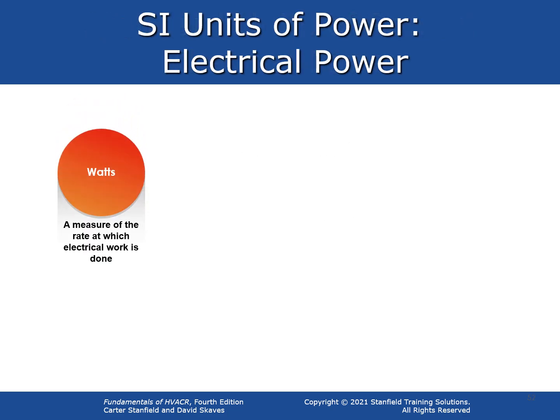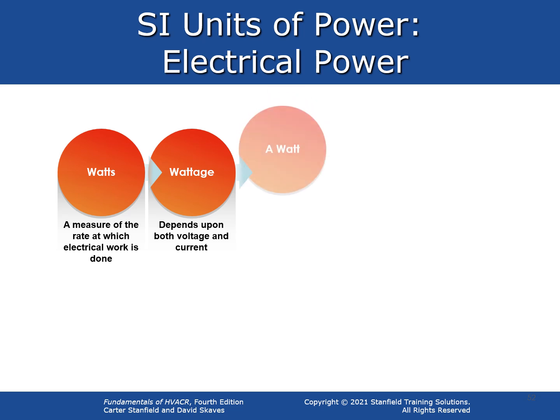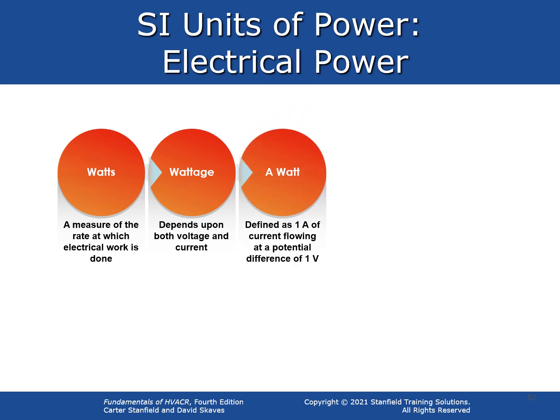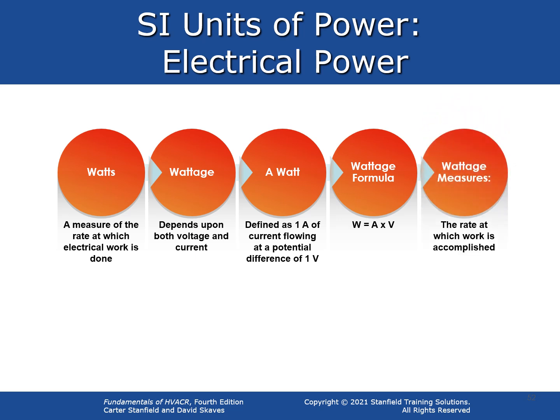Watts is a measure of the rate at which electrical work is done. Wattage depends on both voltage and current. A watt is defined as a current of 1 amp flowing at a potential of 1 volt. The formula for watts is amps times volts. Wattage measures the rate at which electrical work is accomplished.